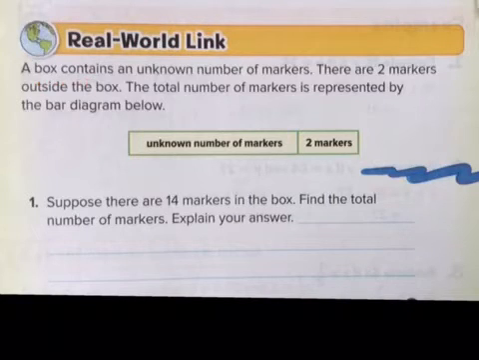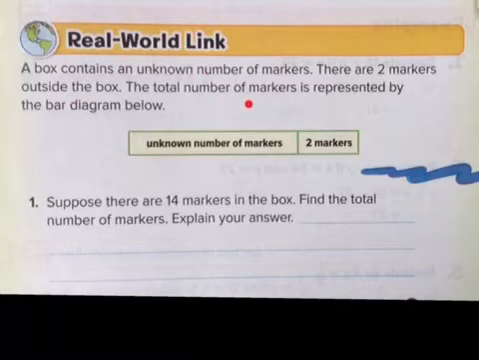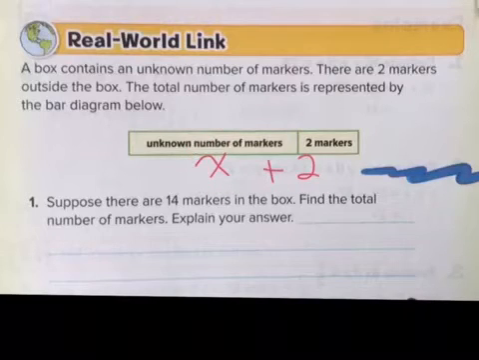Here's an example. A box contains an unknown number of markers. Unknown number, see? That's our variable. There are 2 markers outside the box. The total number of markers is represented by the diagram below. So unknown number of markers. Let that be x. And we know there's 2 markers on the side, and so it's plus 2. So we know for sure there's at least 2 markers. We don't know how many are in the box. So there's our variable plus 2 markers.